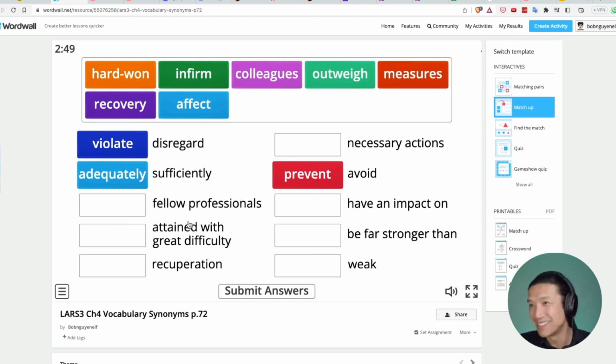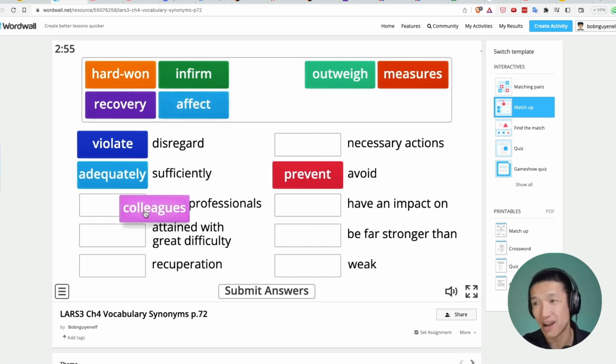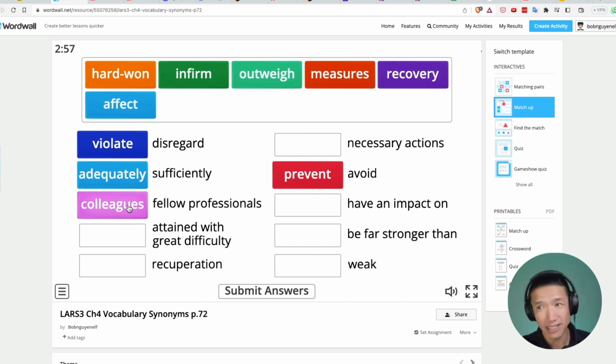Prefixes, negatives. Fellow professionals, people you work with: colleagues. It looks like college, but this is like League of Legends. I know it's English. That A just changes everything. So be careful: college versus colleagues.